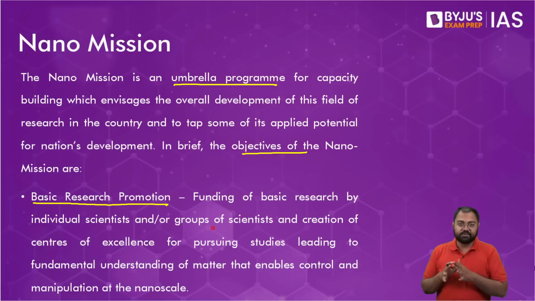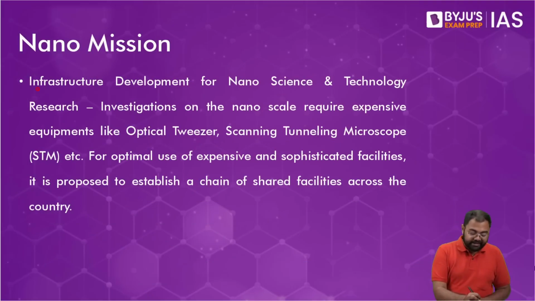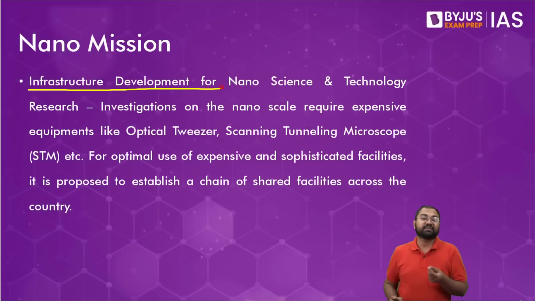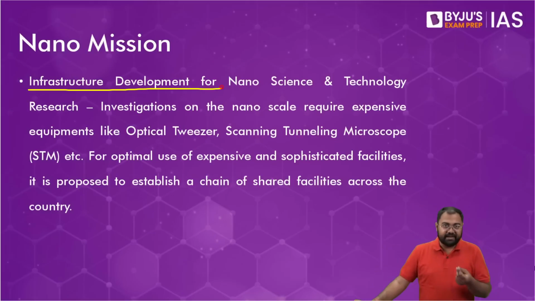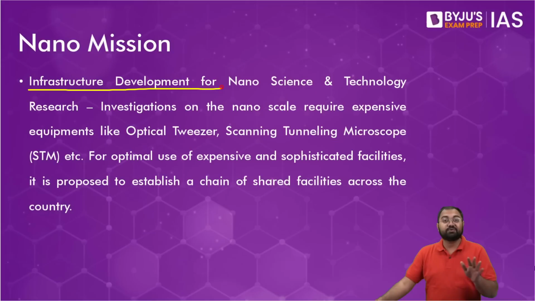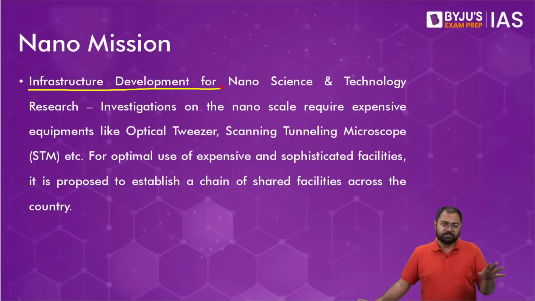So all these things were done so that they have all these facilities available, and extending to that, infrastructure development. Infrastructure meaning providing them whatever they need. For example, something as simple as a scanning tunneling microscope. Now scanning tunneling microscopes or atomic force microscopes are not cheap by any means. One microscope could cost you up to 7 to 10 lakhs if not more. So for an individual scientist or an individual student doing research in nanotechnology, it's not possible for them to buy all this infrastructure and work on it.